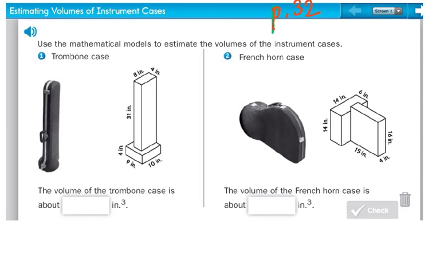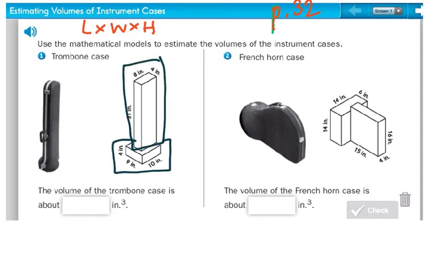Use the mathematical models to estimate the volume of the instrument cases. Length times width times height. So here we have a trombone case. I would like you to use your pencil. I would like you to divide this into two separate rectangles. Go ahead and do that.